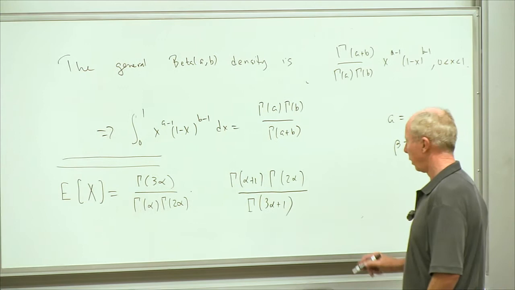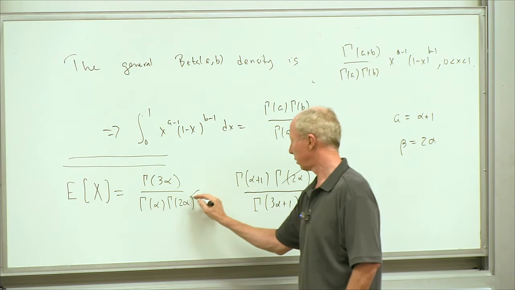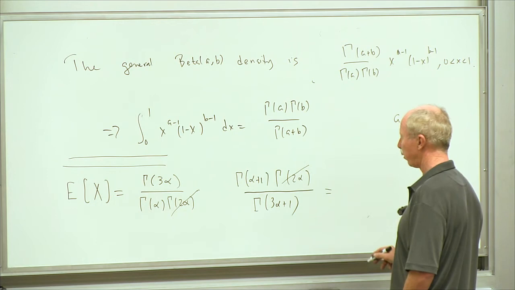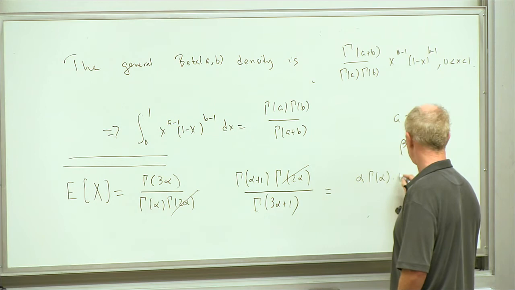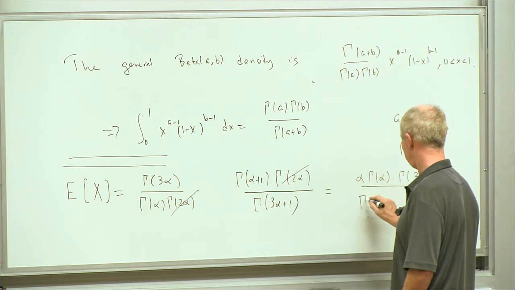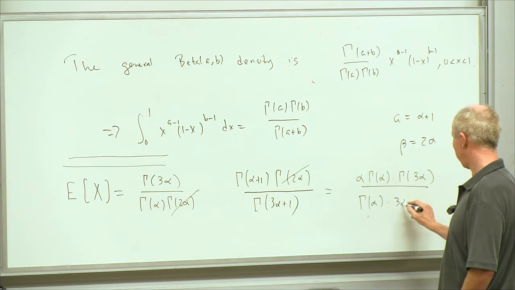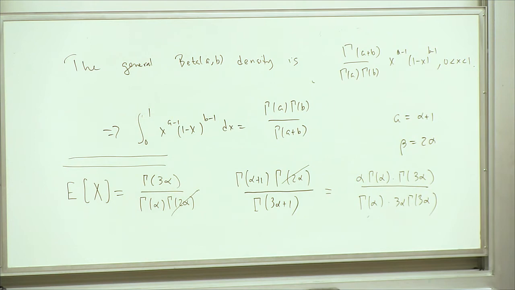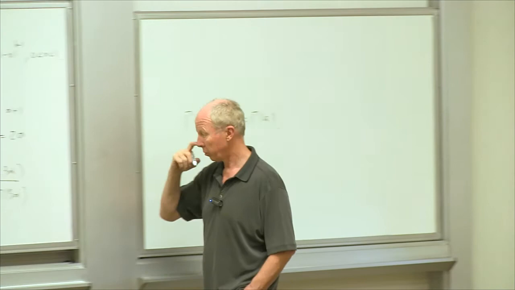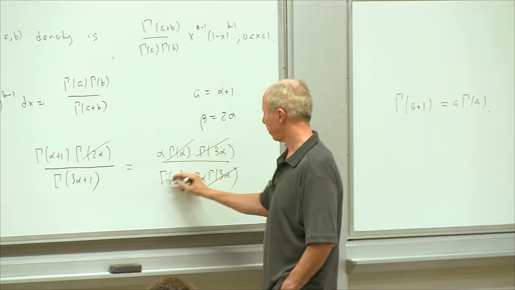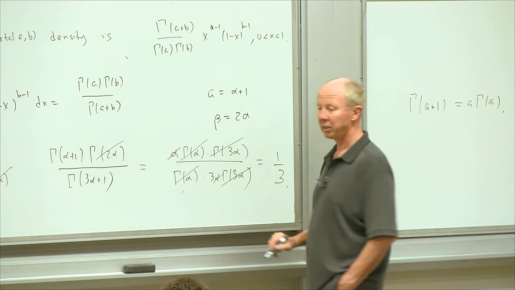And what do we get then? This and this cancel. Gamma of alpha plus 1 is alpha times gamma of alpha. Gamma of 3 alpha plus 1 is 3 alpha times gamma of 3 alpha. Right, using that property of gamma functions, gamma of a plus 1 is a gamma of a, right? Using that property twice here, once in the numerator, once in the denominator. So the alpha cancels, and I get 1/3, which doesn't depend on alpha.